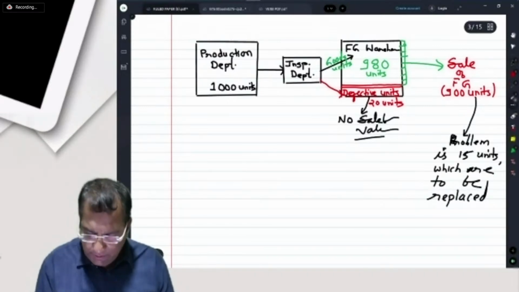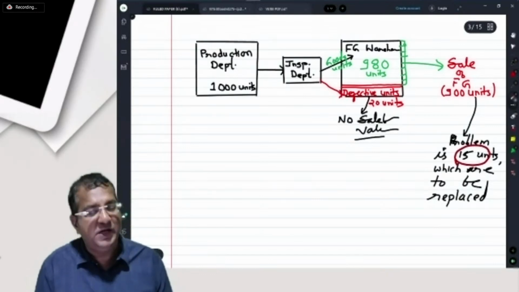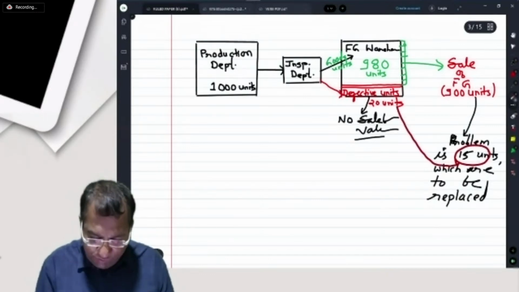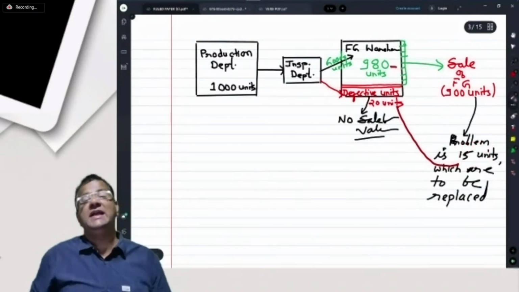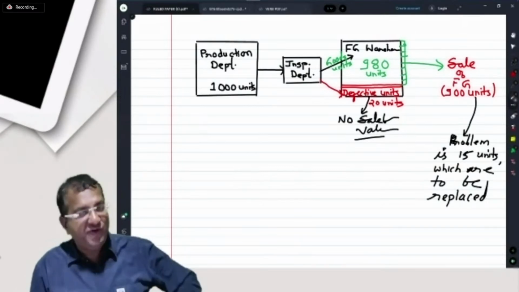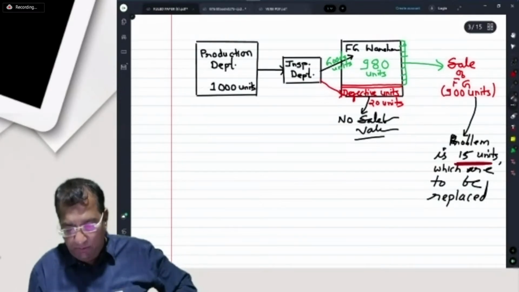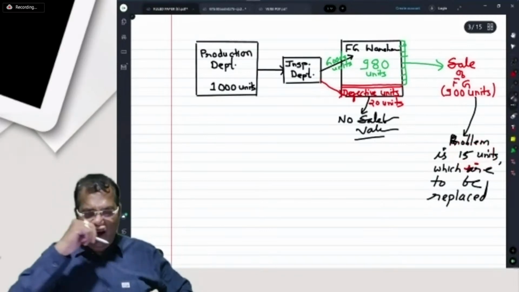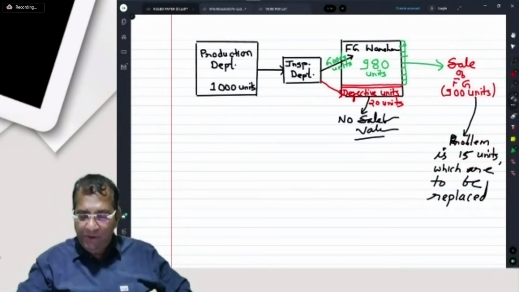Now tell me, this 15 units which are to be replaced, are they to be replaced from this 20 units or from this 980 units? Consider yourself as a customer who is facing the problem. You are having one of the units in the 15 units. Assume yourself and give me the answer.